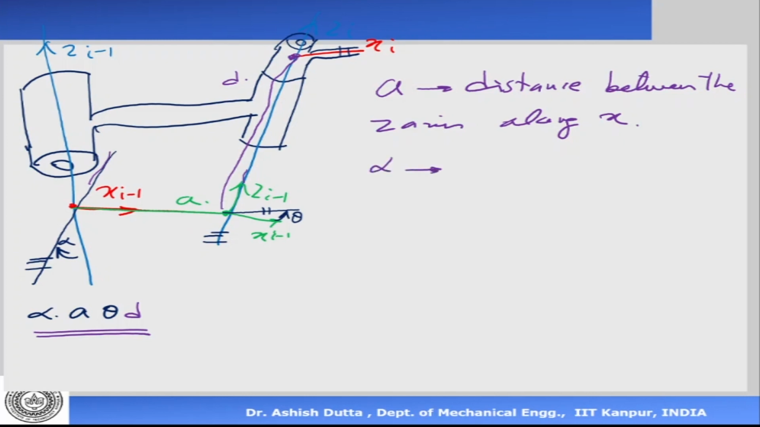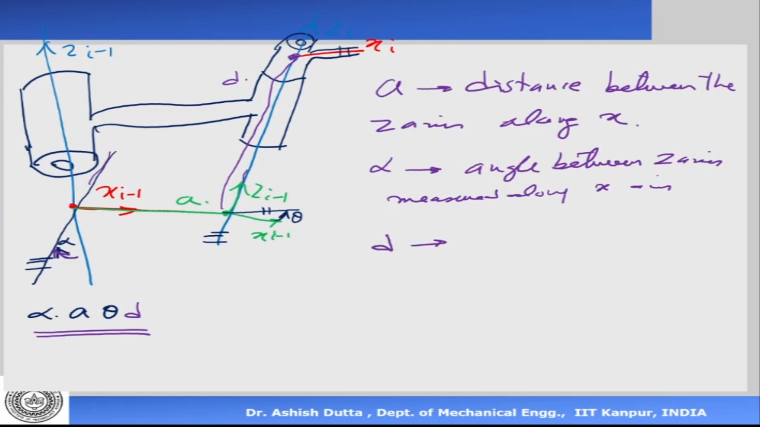Alpha is the angle between the z-axes, measured along the x-axis. Okay, so alpha is the angle. So this is the angle alpha. It is measured about the x-axis. So this angle is the angle between the z-axes, which is measured along the x-axis. So we have a, alpha, then we have d, and theta.